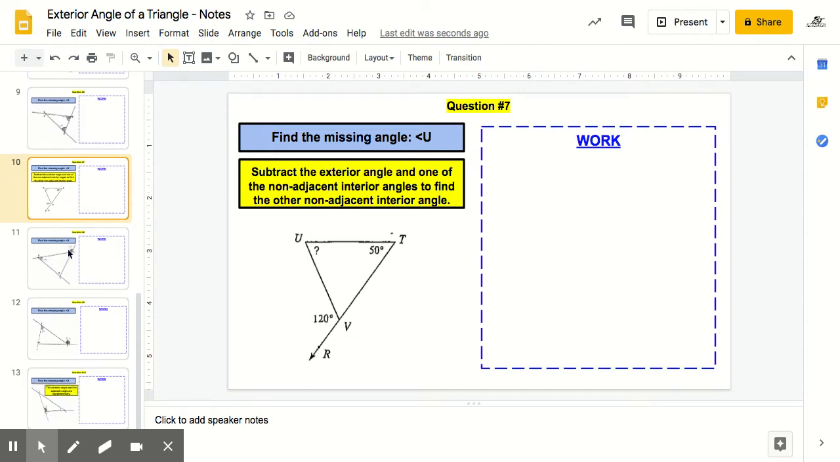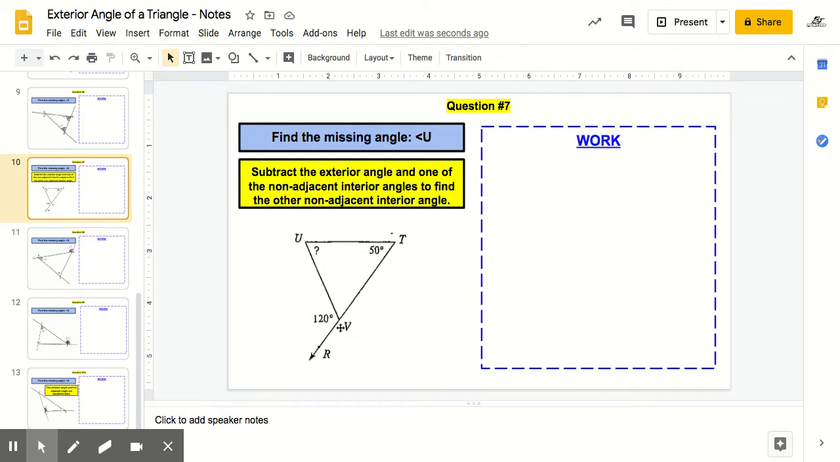These questions are a little bit different. We want to find the measure of angle u. If we look at angle u here, angle u is not an exterior angle. Angle u is an interior angle, and I know that because it's inside of the triangle. I gave you the exterior angle here. We want to use this information to figure out what u is equal to.